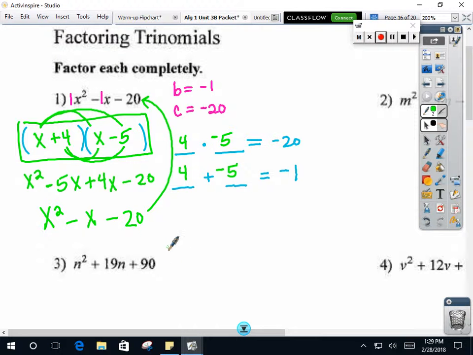So we're just doing the opposite way. Last week we were given the 2 binomials and we had to double distribute and find the trinomial. Today we're given the trinomial and we have to factor it into 2 binomials.